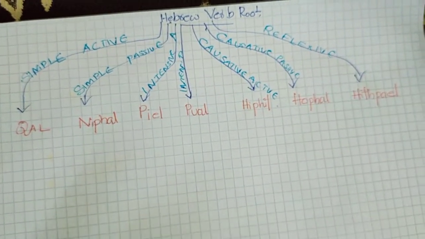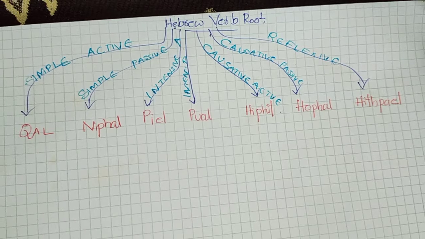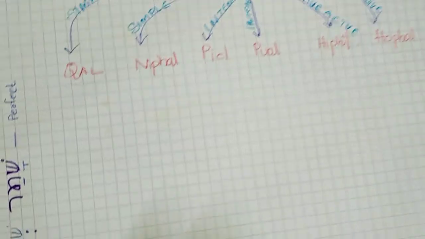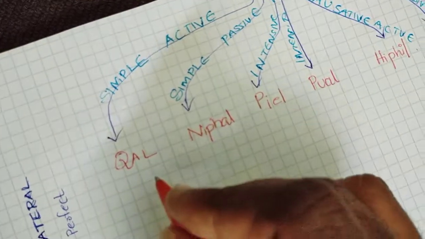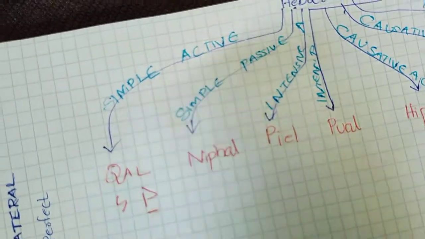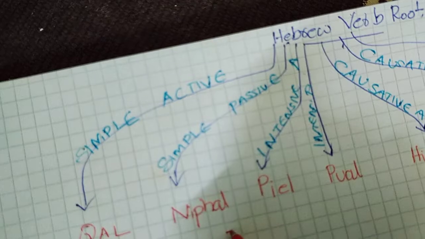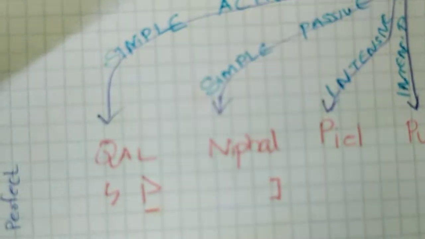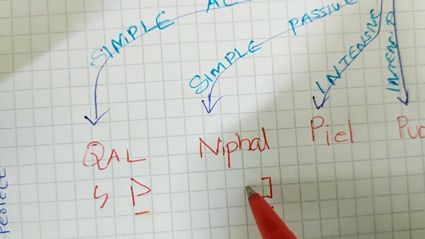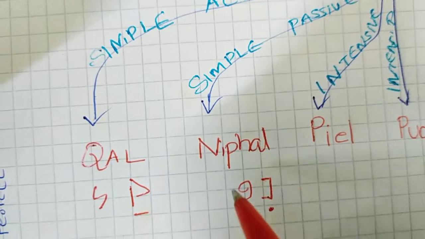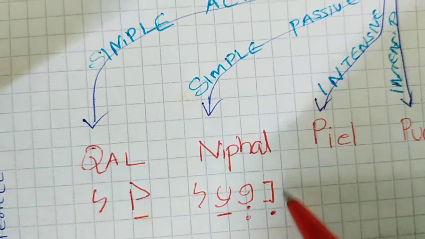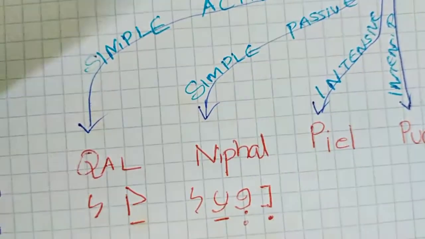Kal form, Niphal form, Piel, Pual, Hifil, Hophal, Hithpael. So I'll write for you the forms in order. How do you write it in Hebrew? Kal. Niphal. How do you write Niphal? Ni. Focus here, you can look at here. Ni, Nif, Niphal. See that formation? Ni. Nif is a specialty. Niphal.